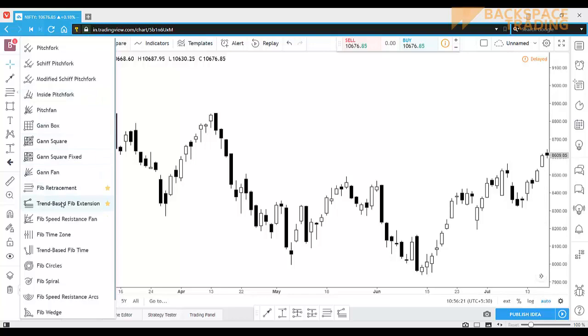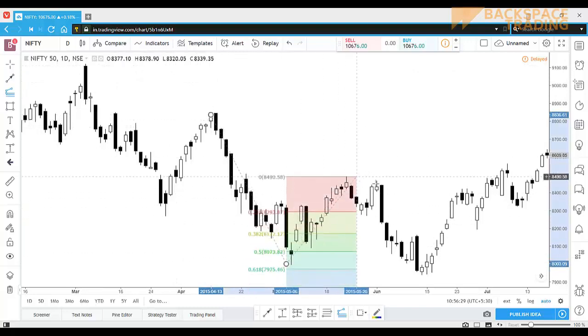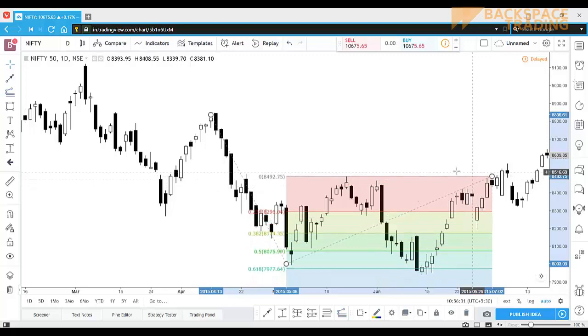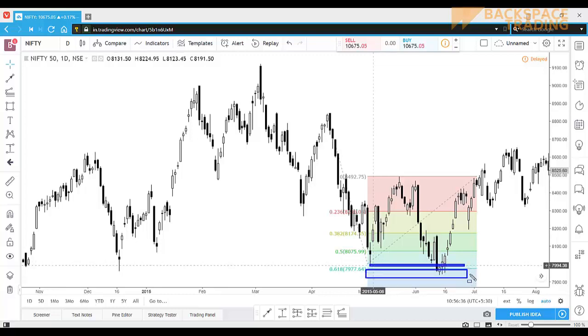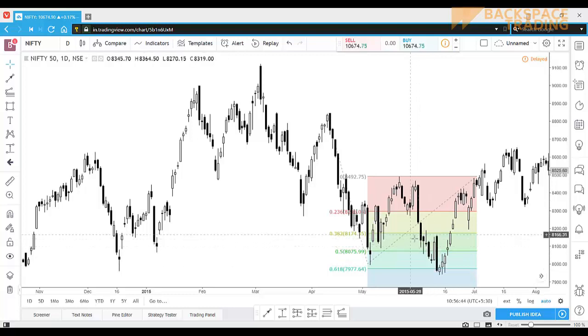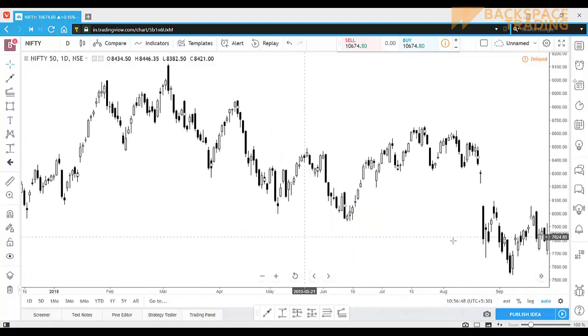And there is also trend based fib extension, where you can draw like this how far price can move down. Apparently it just cracked below this low of candle towards this 61%, and it didn't even go down. So that's it about fib tools.